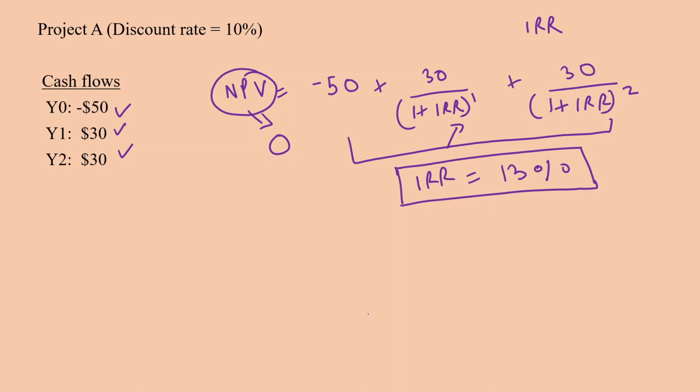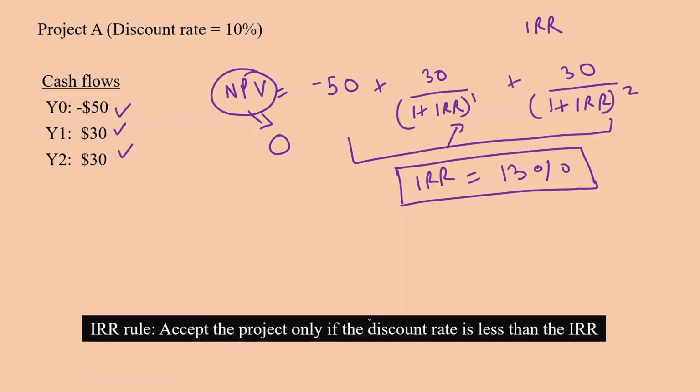Now there's something called the IRR rule, which goes like this. You accept the project only if the discount rate is less than the IRR. Otherwise, you reject it. In this case, the discount rate is equal to 10% and the IRR is 13%. Clearly, the discount rate is less than the IRR, satisfies our conditions, so we'll go ahead and accept our project.